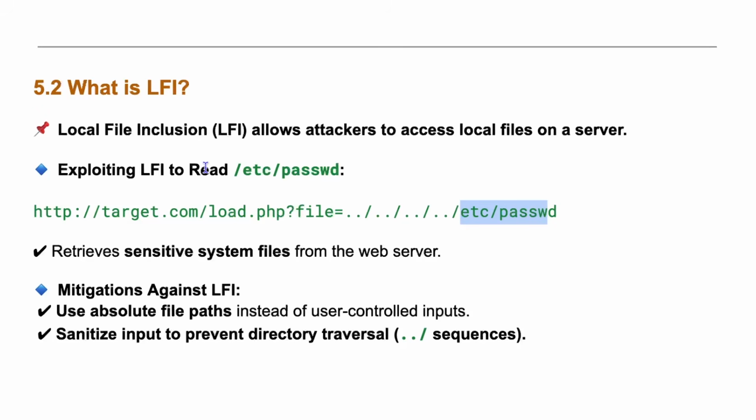So this is what local file inclusion is. Now, mitigations against this would be to use absolute file paths instead of user-controlled inputs, which means this should not be modifiable. We shouldn't be able to do this. There should only be an absolute file path that cannot be modified. That's what absolute means, right? That's basically a list of file paths.